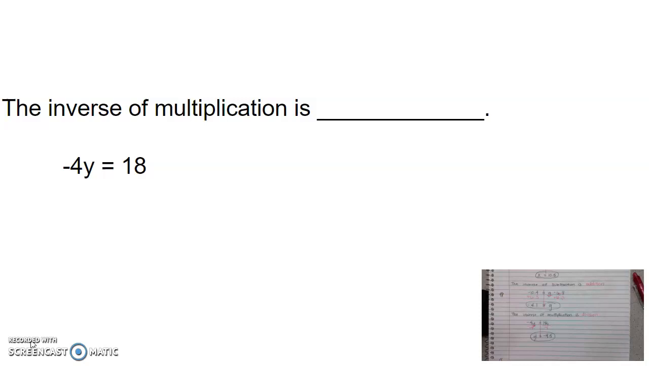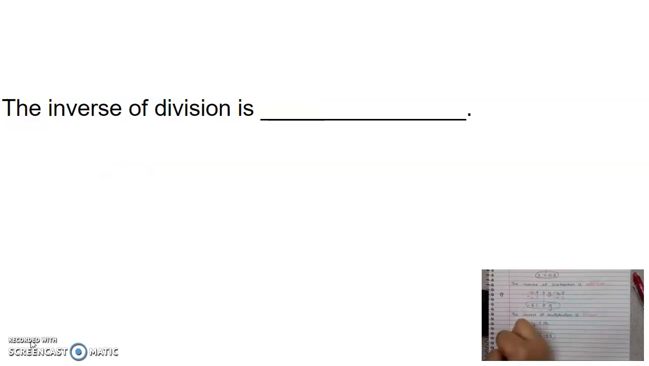Your last type of one-step equations would be your division ones. The inverse of division is multiplication. Remember, inverse again just means the opposite.